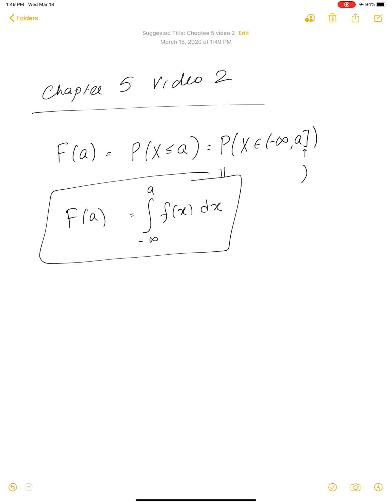It should remind you about something you've seen in Calc 1. Do you remember? This should remind you of the fundamental theorem of calculus. That's exactly what you saw in Calculus 1. So, using the FTC, when you differentiate both sides with respect to a, you have that F prime of a is little f of a. And this is true for all a on the real line.